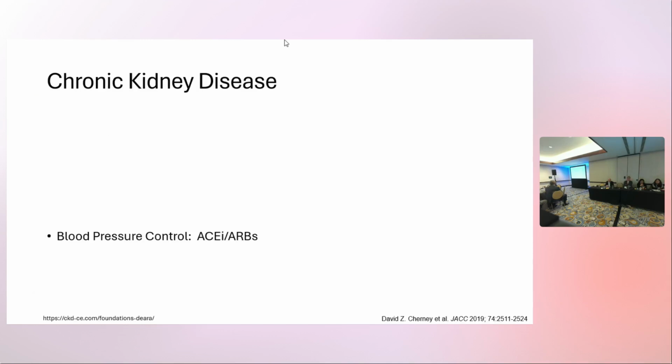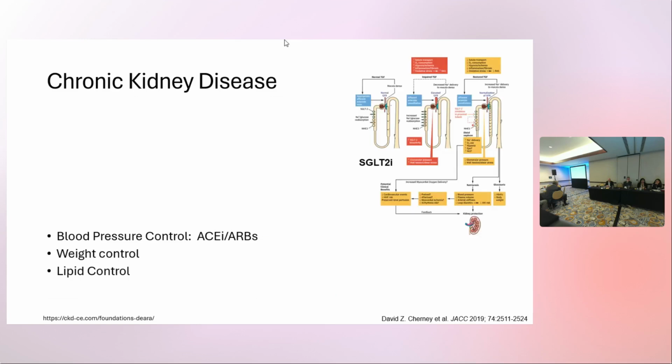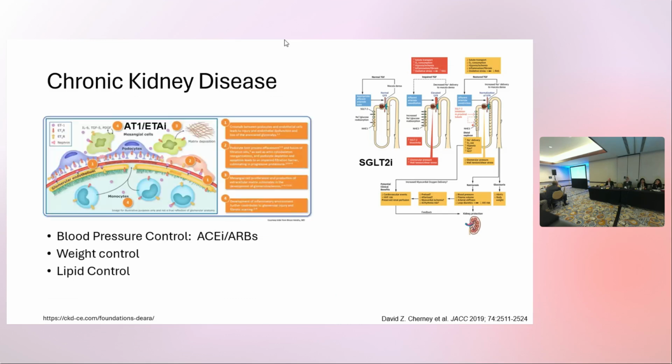So what are you doing about chronic kidney disease? Well, these are straightforward. You do this in all your other chronic kidney disease patients. You're going to use blood pressure control, and that's generally ACEs, ARBs, or renin blockade in some fashion. But you're also going to worry about weight control to reduce the stress on the gloms. You're going to do lipid control. And of course, you're going to think about all these new agents that are being approved for CKD. So SGLT2 inhibitors, you're going to think about AT1, ETA1, or ETA inhibitors, et cetera, et cetera.